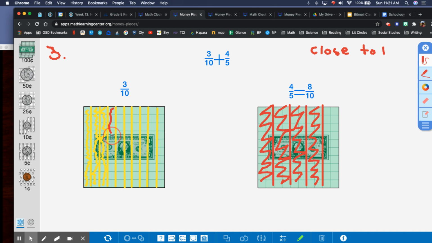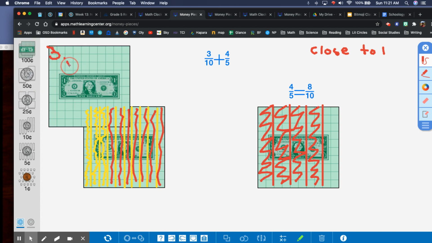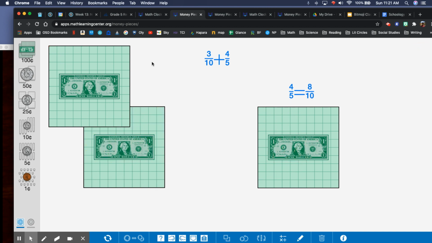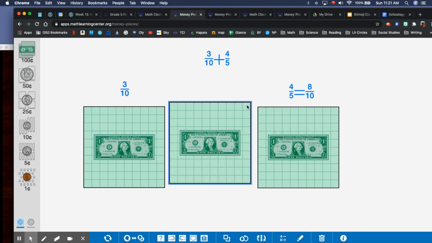So I can go ahead and go 1, 2, 3, 4, 5, 6, 7. Oops, look, we're at the end. So we're going to have to add another dollar. Whoops. We're going to have to add another dollar here.